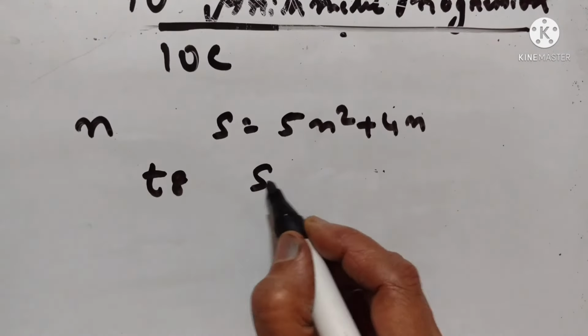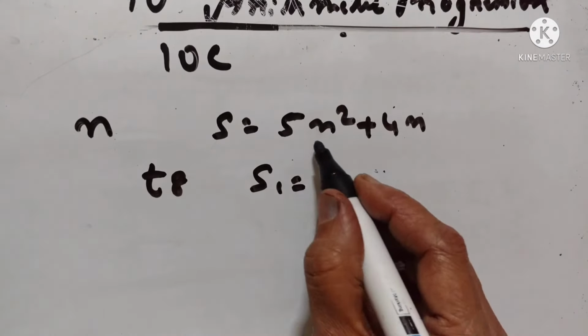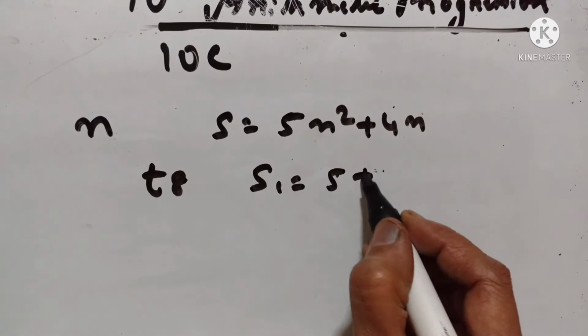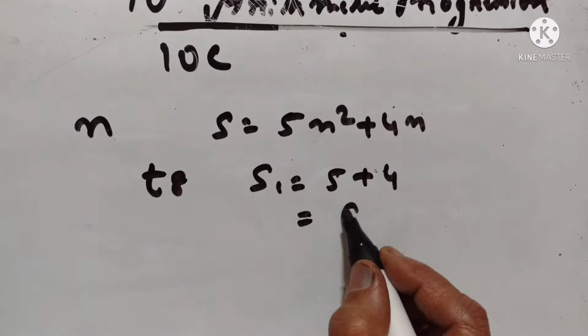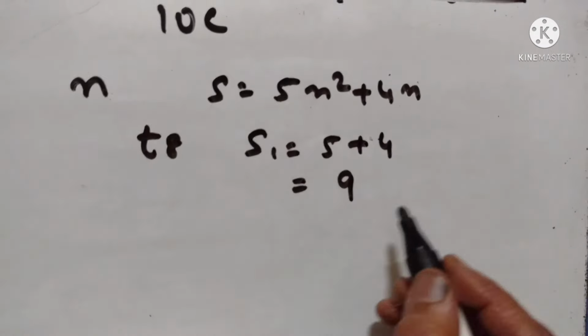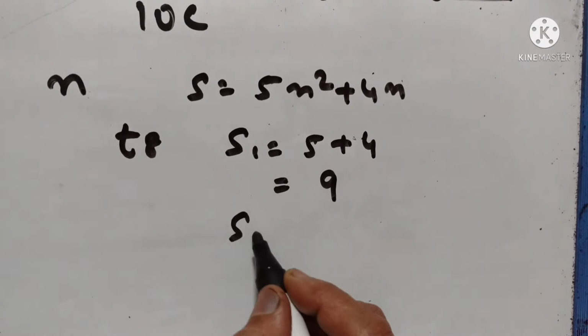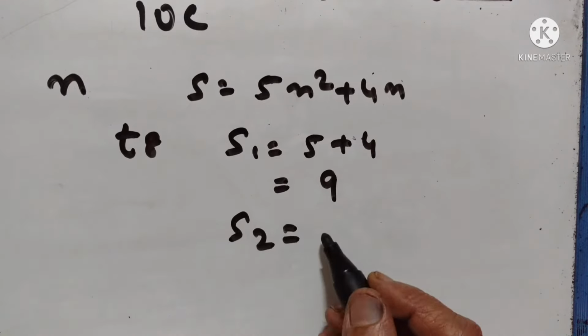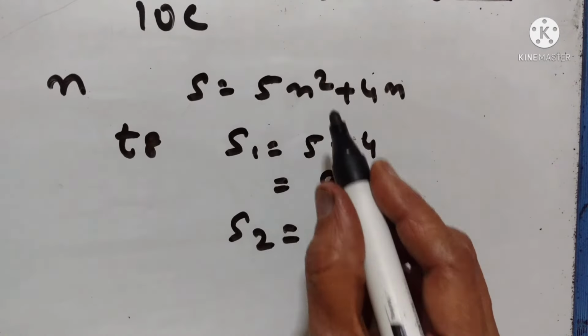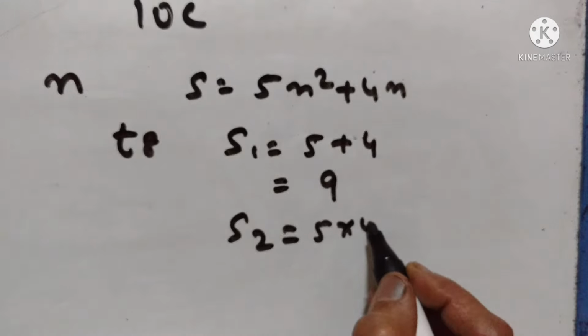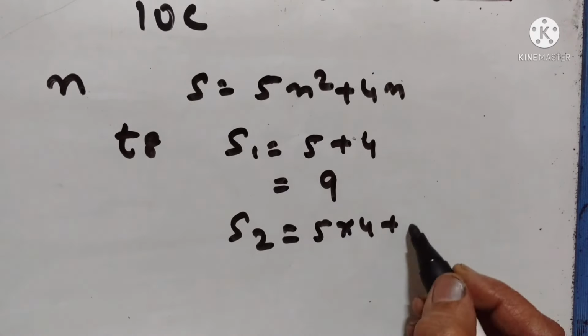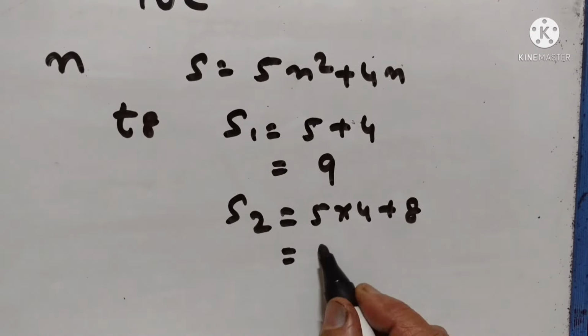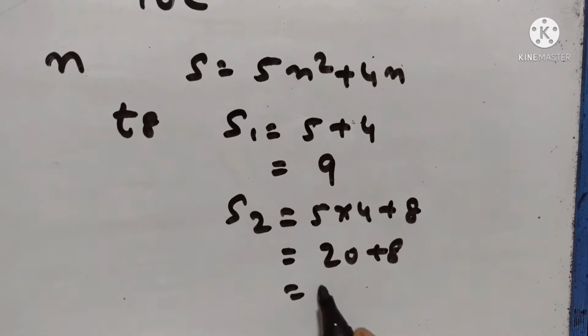S1 is equal to what? S1 is equal to 5 into 1 square plus 4 into 1 is equal to 9. So this is the first term. S2 is equal to 5 into 2 square, 5 into 4, plus 4 into 2, 8. 20 plus 8 is equal to 28.